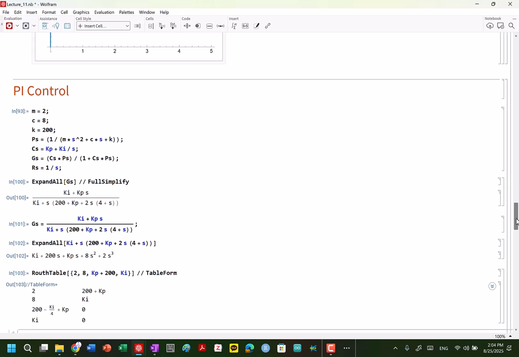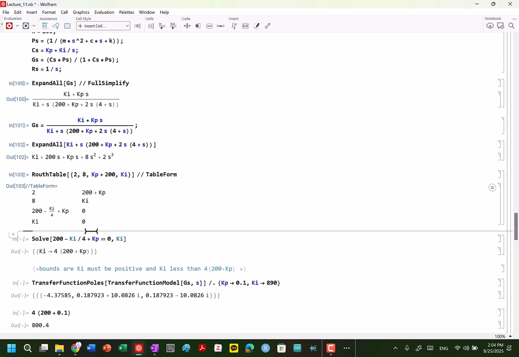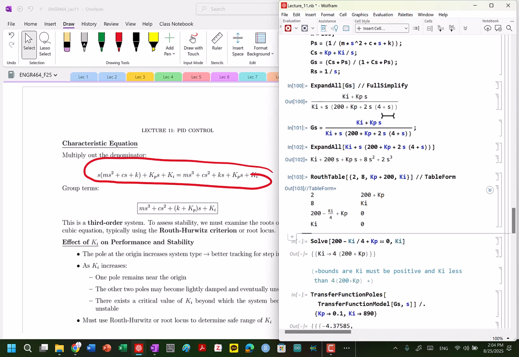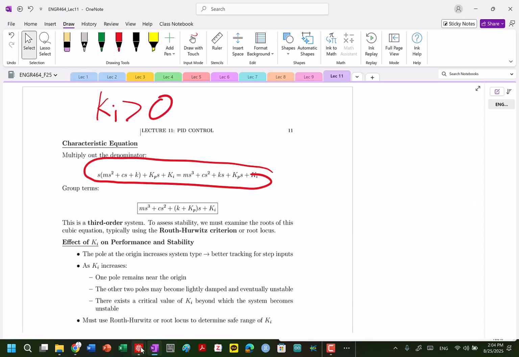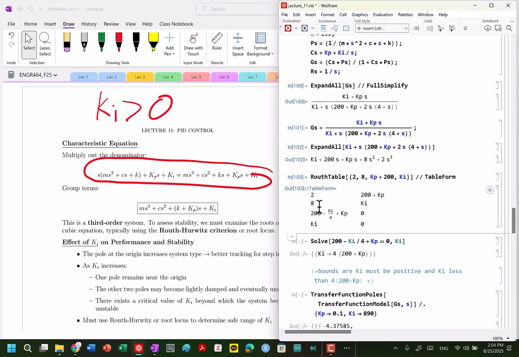So now we have some conditions, right? So we now have some conditions to be stable. The first condition is Ki must be greater than 0. It must be positive because we need all of the first column values to be positive. The second one is that this also must be positive as well. So we need to solve for some of these bounds.